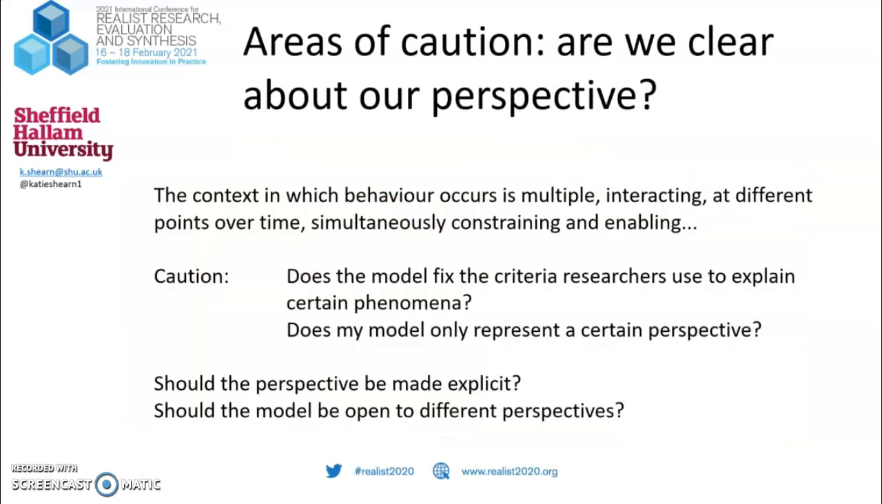The third area of caution that we wanted to raise today is: are we being clear about our perspective? What we mean by this is that the potential range of things that could be studied to explain any phenomena is potentially endless, and eventually the ones that are chosen are often a function of the researchers' ideas and theories. Particularly with a model, it seems to fix the criteria that researchers use to explain certain phenomena. What was interesting when we did the 3D model was that it became so apparent that different people's perspectives would focus on different elements and try to explain different mechanisms.